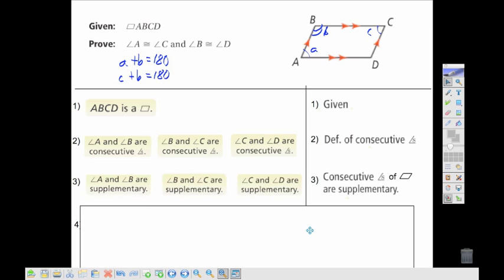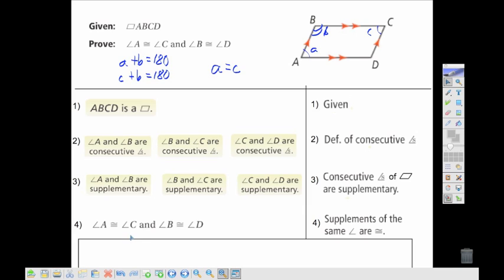And so if I do a little bit of work with that, then I should also notice that A is going to be equal to C. So we can get our angle A congruent to angle C. We can do the same work to get B congruent to D.